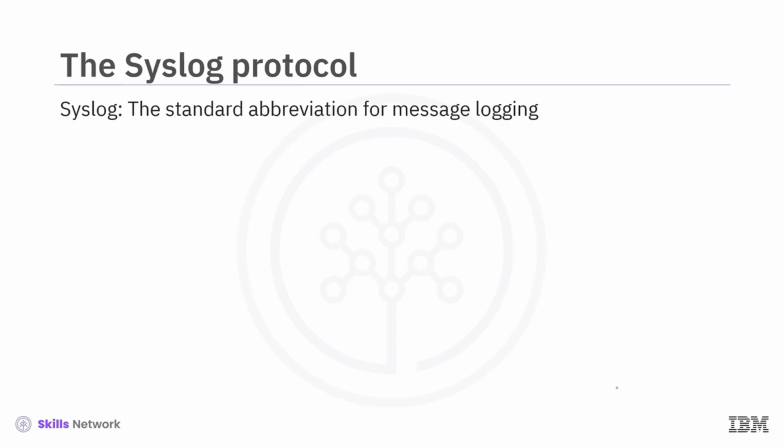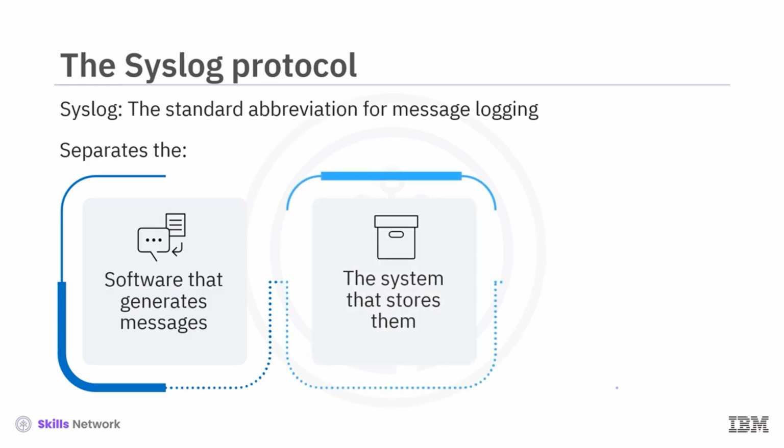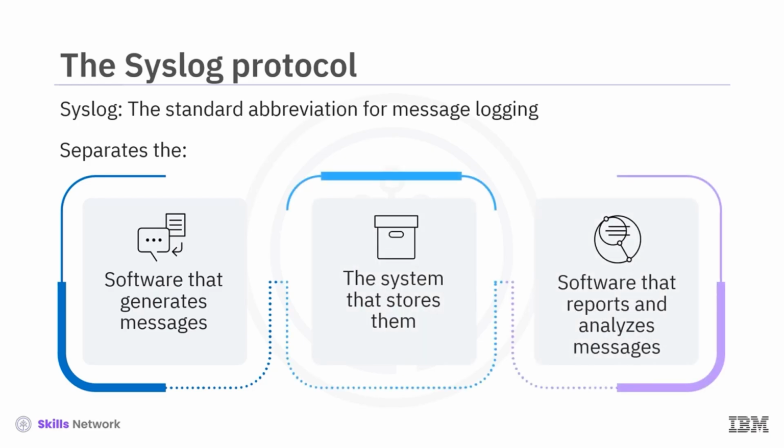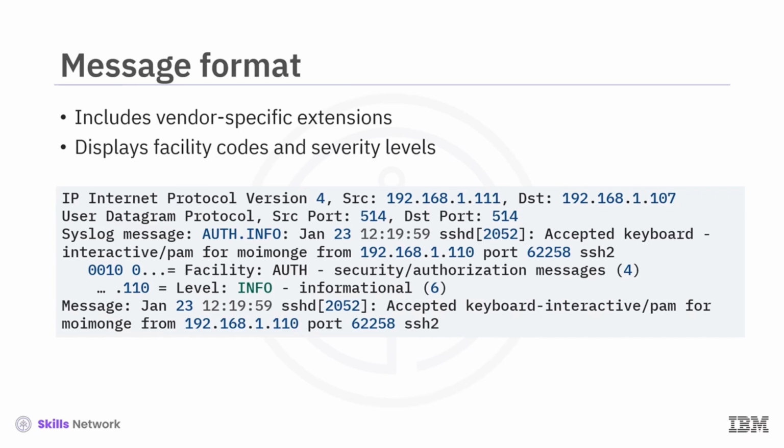Syslog is a standard abbreviation for message logging. The syslog protocol separates the software that generates messages, the system that stores them, and the software that reports and analyzes those messages. Syslog provides a message format that enables vendor-specific extensions to exist in a structured format. Each message is labeled with a facility code that indicates the software type generating the message, and then a severity label is assigned.